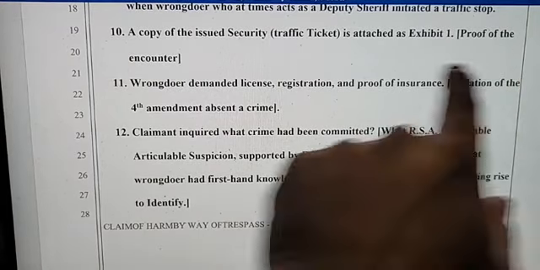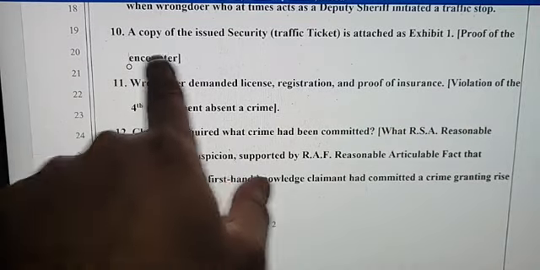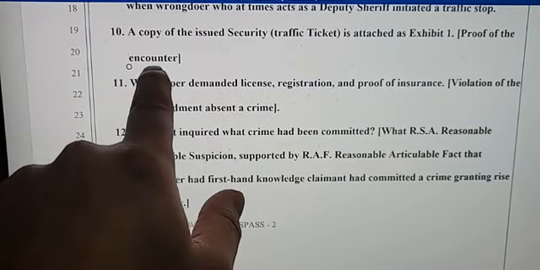Then we go to number 10. Number 10, a copy of the issued security traffic ticket is attached as Exhibit 1. Why are we attaching that citation or that traffic ticket or that security or that copy thereof? It's because of proof of the encounter, all right? That's something that agent and agency, John Doe Smith, who's our wrongdoer, who at times acts as a deputy sheriff, created his own evidence against him, okay? And we now have evidence of it. We're going to use that to our benefit.